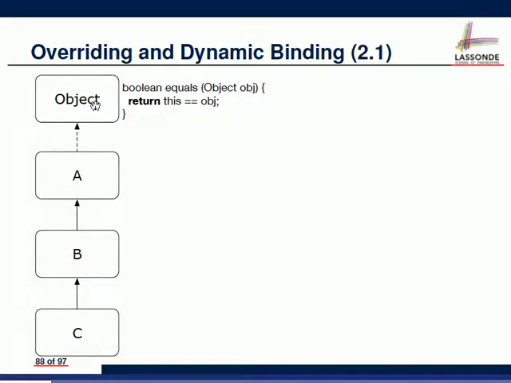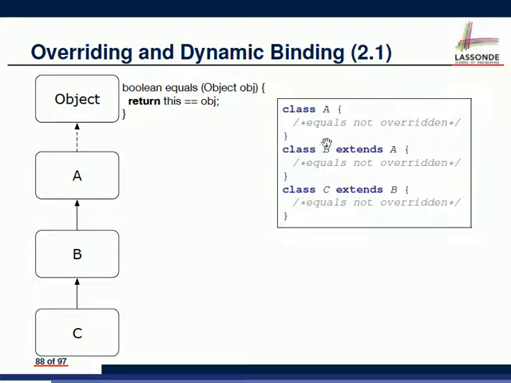You can think of objects at the top. And then let's just take one example. Let's say the equals method. At the object level, it is simply going to compare the references, as we learned before. Now, question for you.